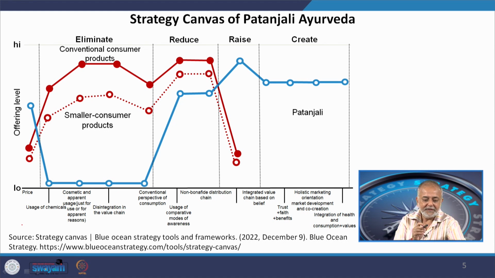Now, if you look at conventional consumer product companies, you would realize that on the horizontal axis there are elements: price, usage of chemicals and ingredients, cosmetic and apparent usage just for apparent reasons, for example, the cosmetic element of the products, disintegration in the value chain also, different kinds of distribution systems and so on, and the conventional perspective of consumption also, this product is to be used for this kind of thing, for example, the teeth whitening element or strength of gums element and so on in the case of toothpaste or shampoos.